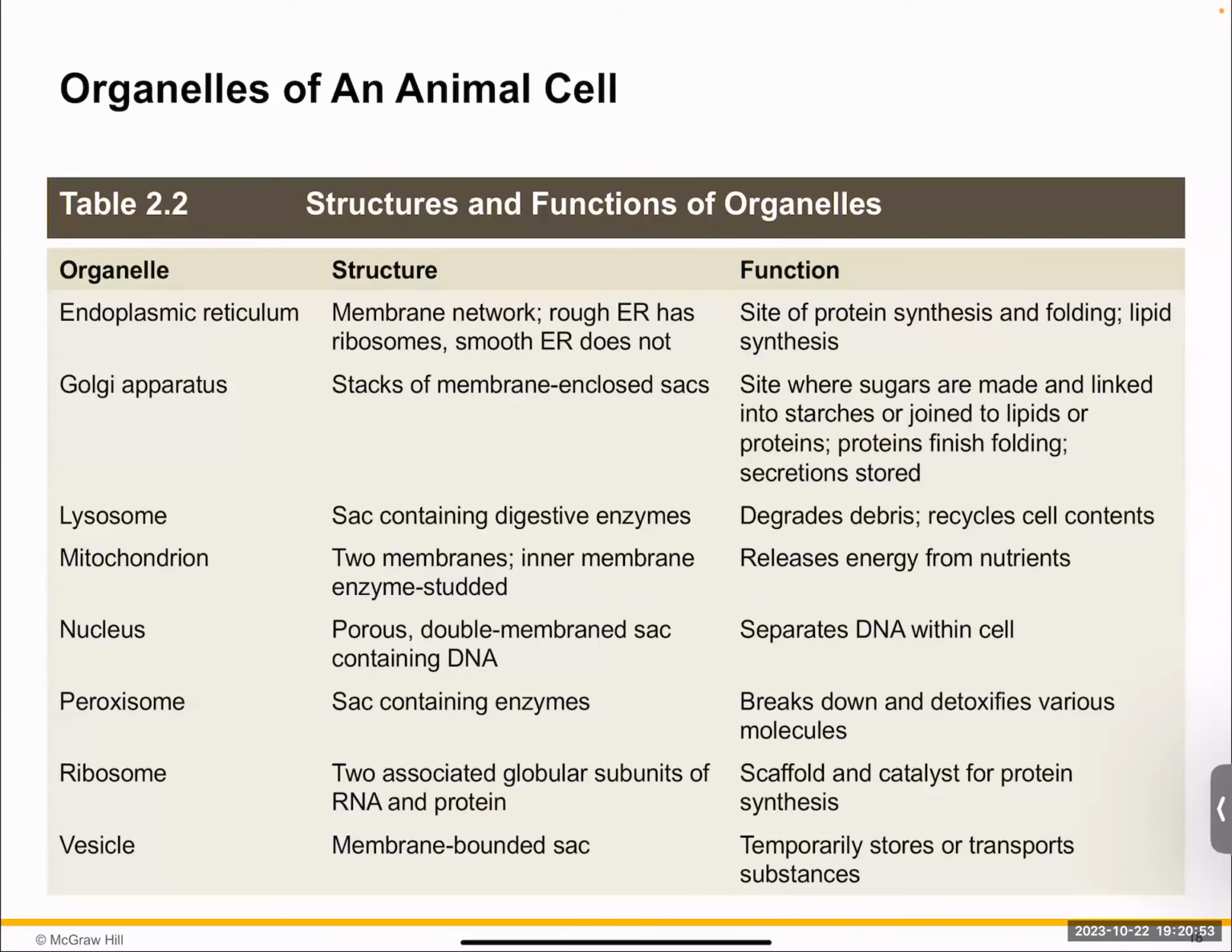Here is a chart that highlights the variation of the organelles that are found inside the body and their main role as well. This is a really good chart for you guys to review to make sure you understand the generic concepts.